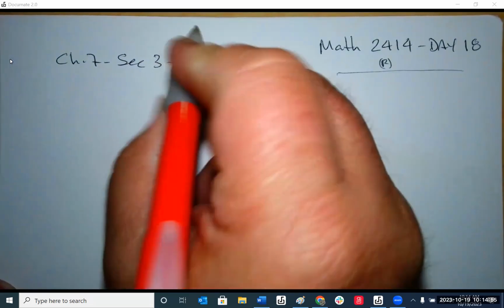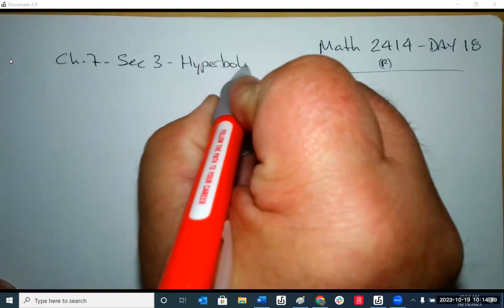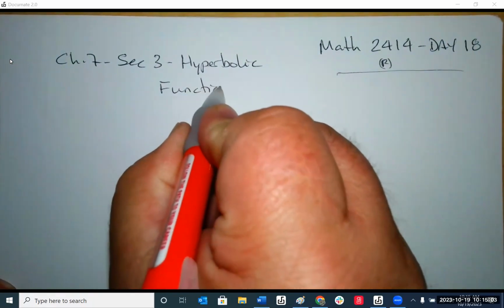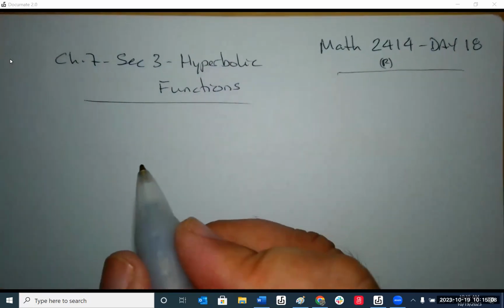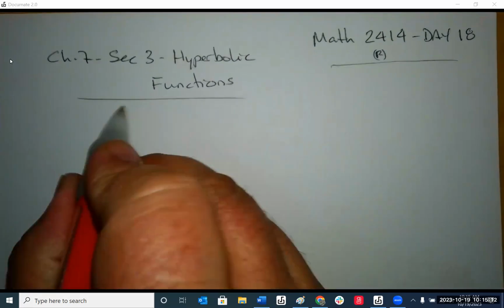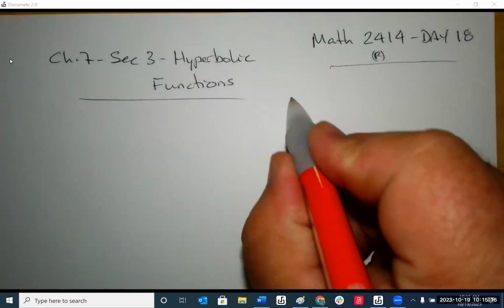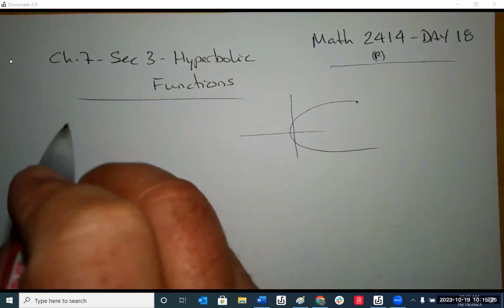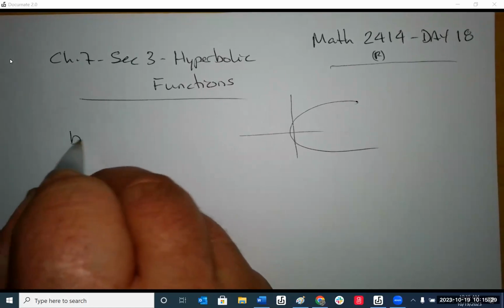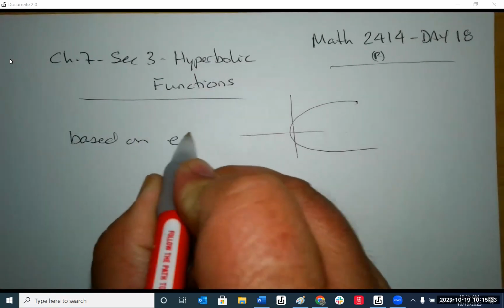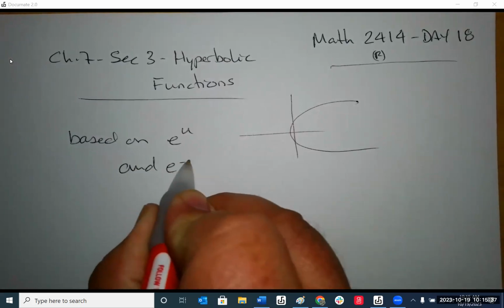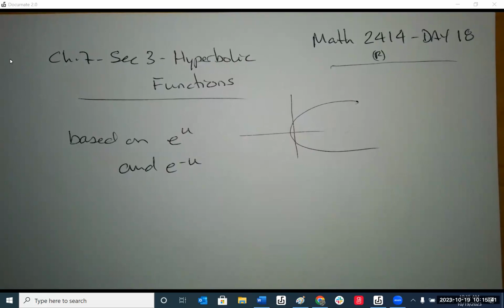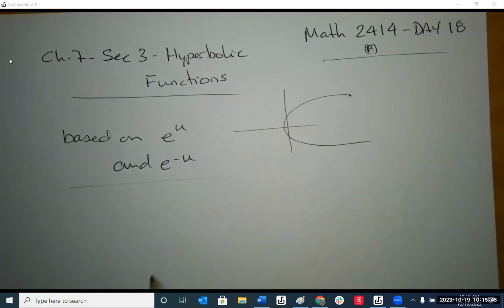Today, we're going to talk about Chapter 7, Section 3, hyperbolic functions. Hyperbolic functions are pretty interesting animals in themselves. A hyperbolic equation looks like that, which is where it gets its name from. But the functions are all based on e to the power u and e to the negative u, or some combination thereof. All right, so we're going to define all the trig functions with respect to the e values.